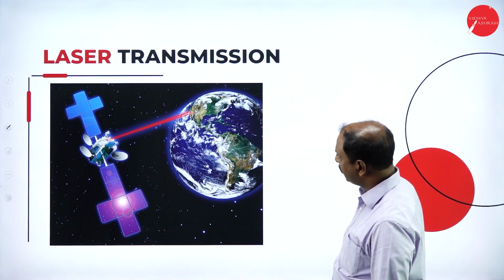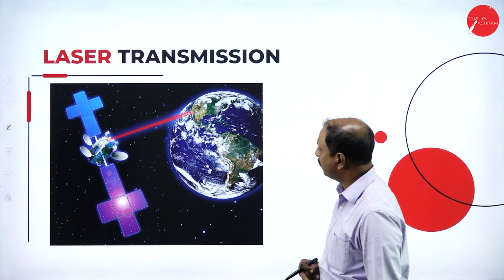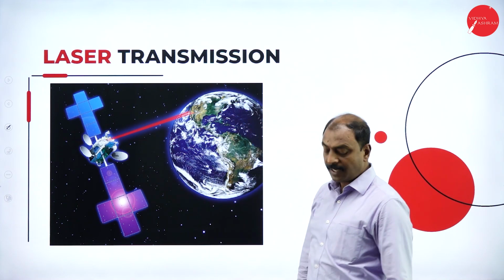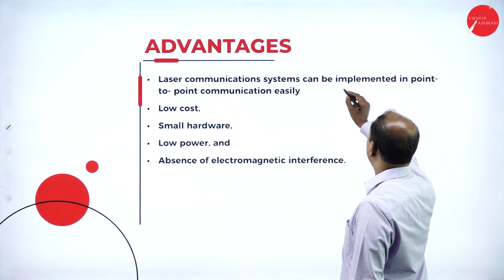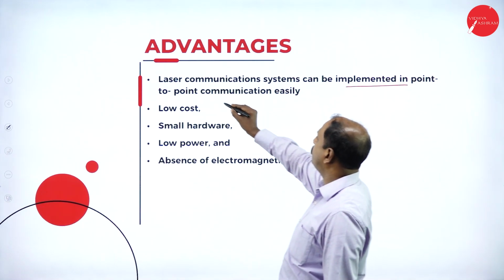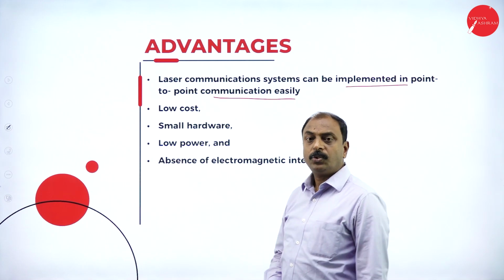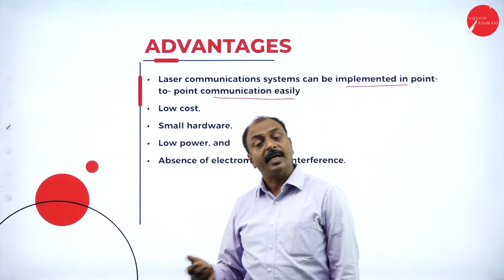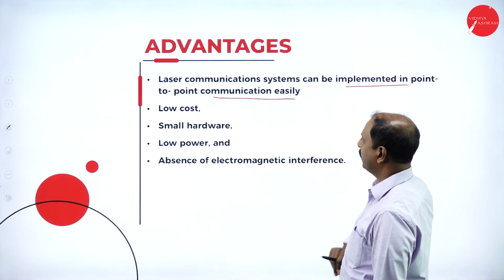If you look at the diagram here, this is satellite communication, again another example of this. Here it is a line of sight, and it goes directly to the devices. The advantage is that it can be implemented in point-to-point communication easily. What is the meaning of point-to-point? Here one can communicate directly with another point without any obstruction. That is the meaning of point-to-point communication.